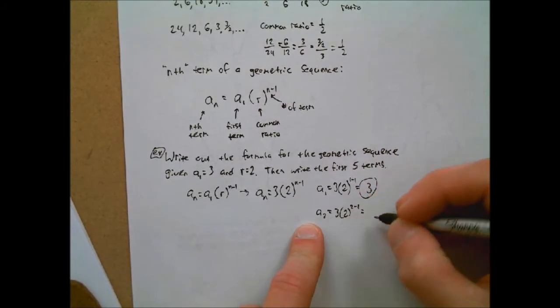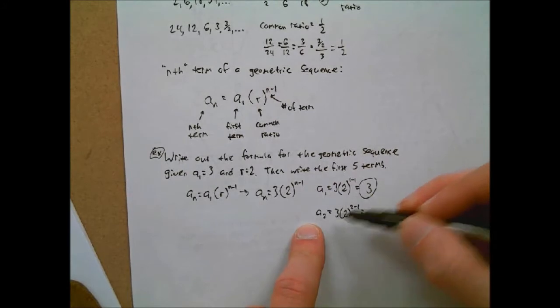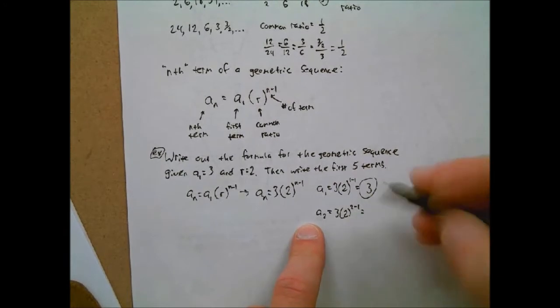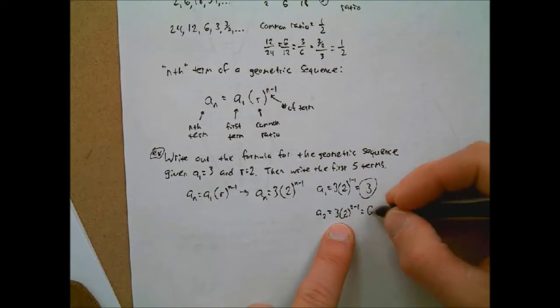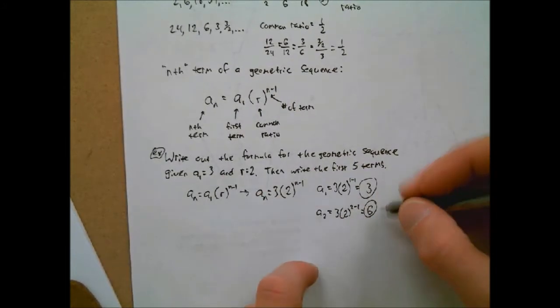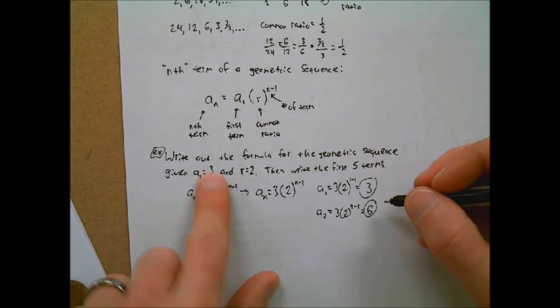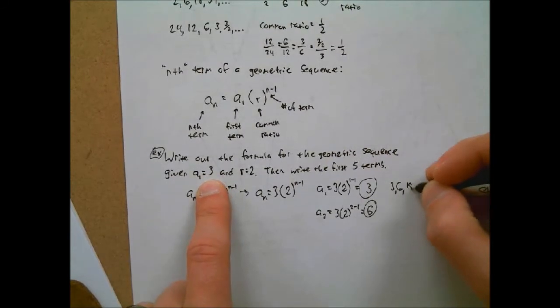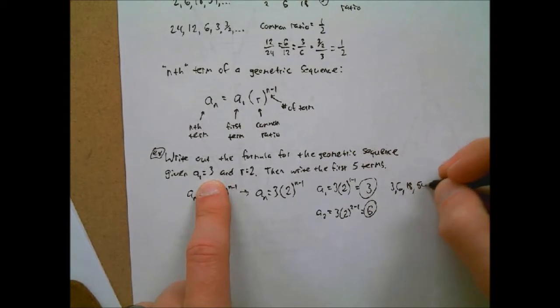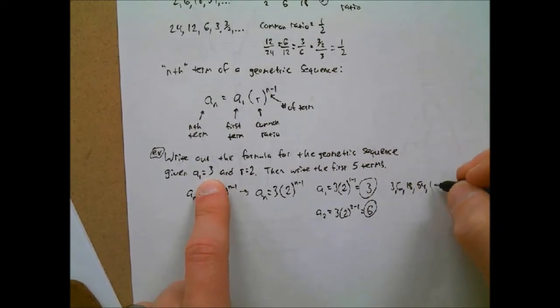And so then a sub 2 will be 3 times 2 to the 2 minus 1. And so then that'll be 2 minus 1 is 1, 2 to the 1 is 2, times 3 will be 6. And then so on and so forth. I could keep using the formula, but I also just know we're going to be multiplying by 3 every time. So it's going to be 3, then 6, then 18, then 54, and then 162.